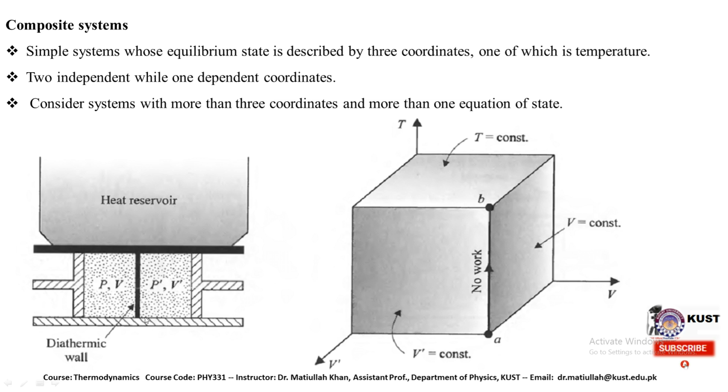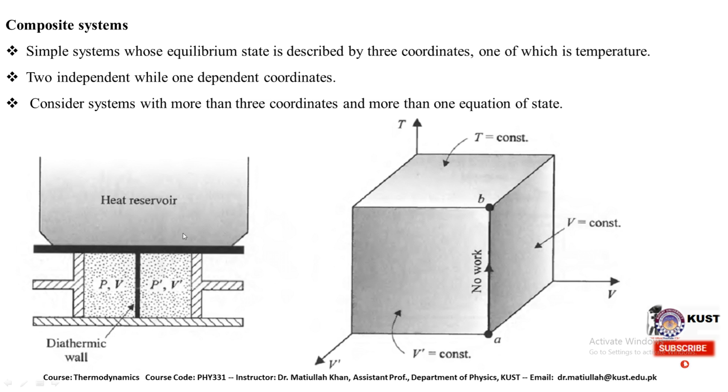The pressure and volume of this particular system are represented by P and V, and similarly the pressure and volume of the second system are represented by P dash and V dash. So this system as a whole is connected with the heat reservoir. So we need to describe this composite system in terms of five thermodynamic coordinates that are actually P, V, P dash, V dash and T, that is actually the temperature. These five thermodynamic coordinates are used to express these systems.